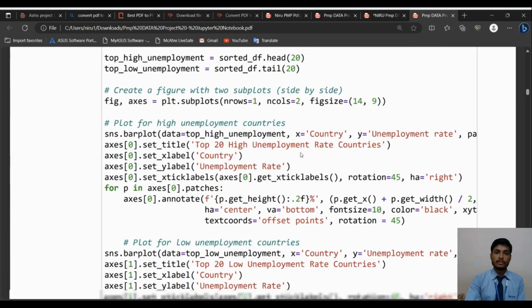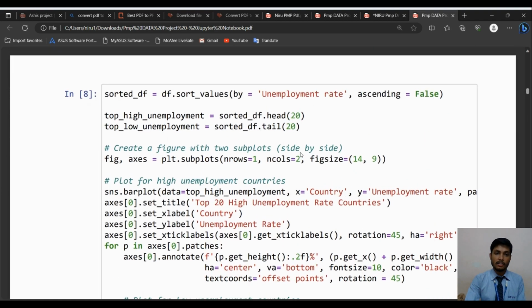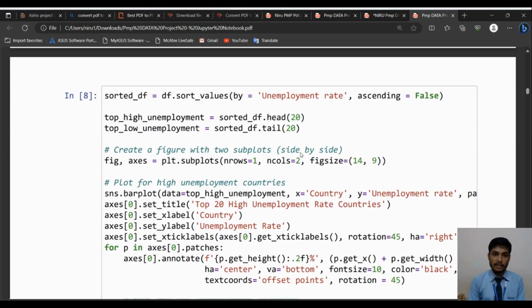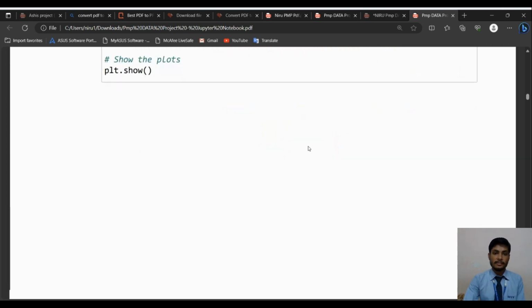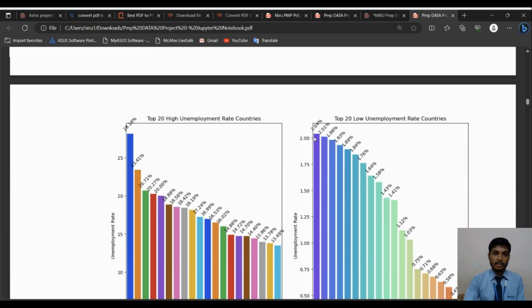Now we sort the data frame by values in the unemployment rate column and create a figure with two subplots side by side. One plot is for high unemployment countries, and the other plot is for low unemployment countries. You can see these plots: the top 20 highest unemployment rate countries and the top 20 lowest unemployment rate countries.